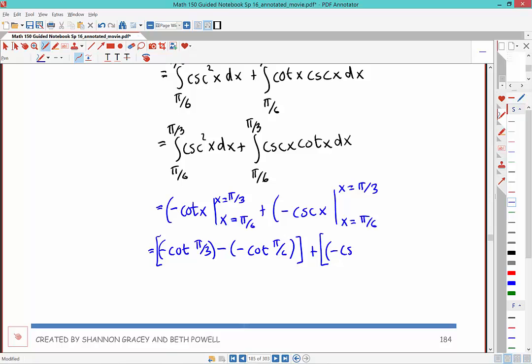So then we will get negative what? Cotangent at pi over 3 is 1 over root 3, and then plus cotangent at pi over 6 is going to be what? Root 3, and then we'll get minus cosecant at pi over 6, what is that?